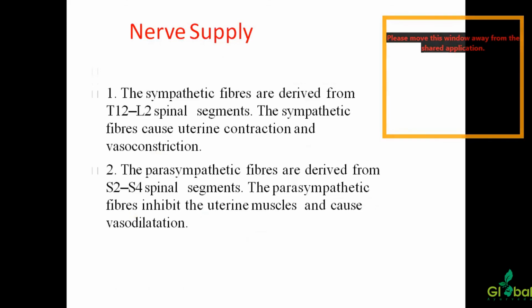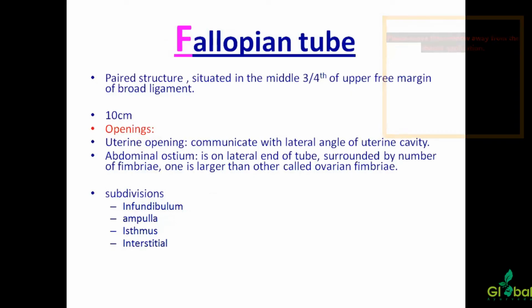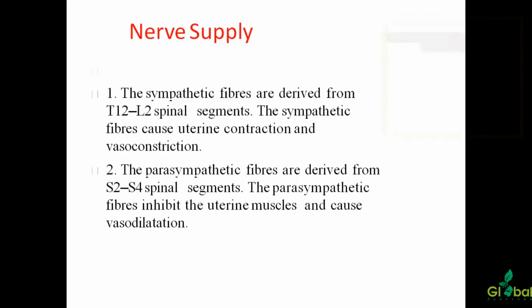The nerve supply derives from T12 and L2, and parasympathetic from S2 to S4 spinal segments. Okay, this is all about the uterus.